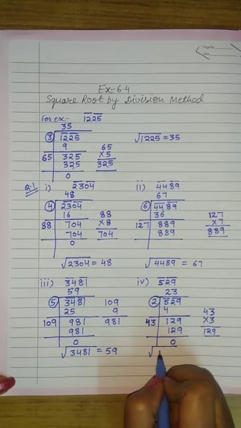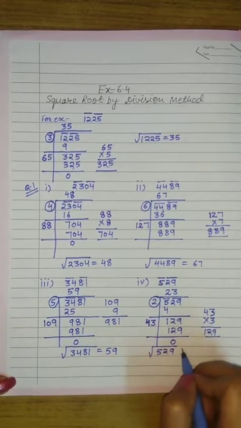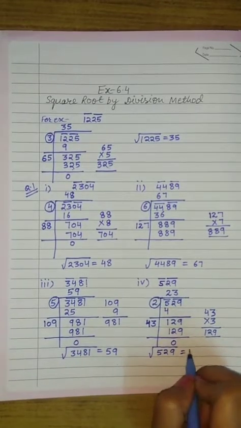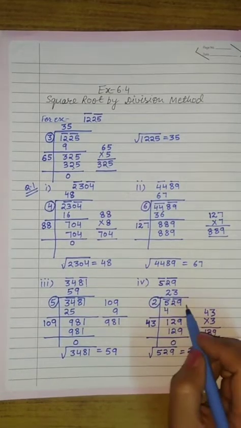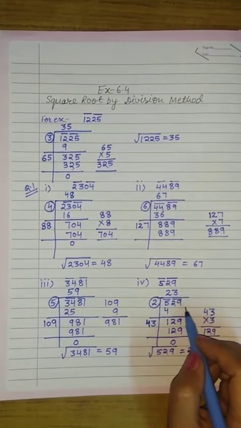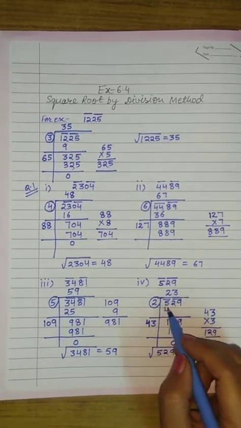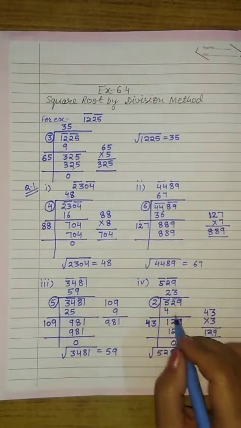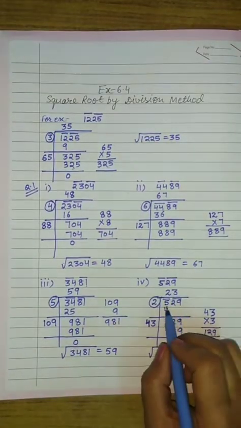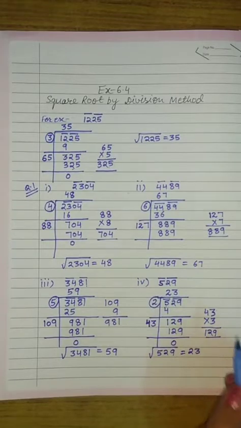So the square root of 529 is equal to 23. Means in this part we have only 3 digits, but we have to put a bar under the single digit which is left when we have a number of digits as 3 or 5.